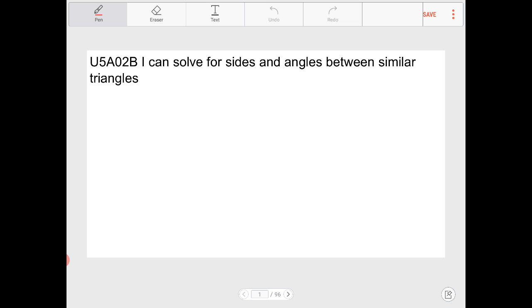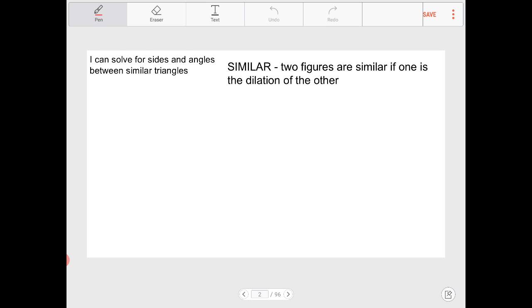You've worked through U5A02a, which was a pretty rigorous exploration on the properties associated with dilations. And as a matter of fact, all the properties that you found are, in fact, definitions for similarity. So what exactly is similarity? Or how do we know when two figures are similar? Well, two figures are similar if one is the dilation of the other.